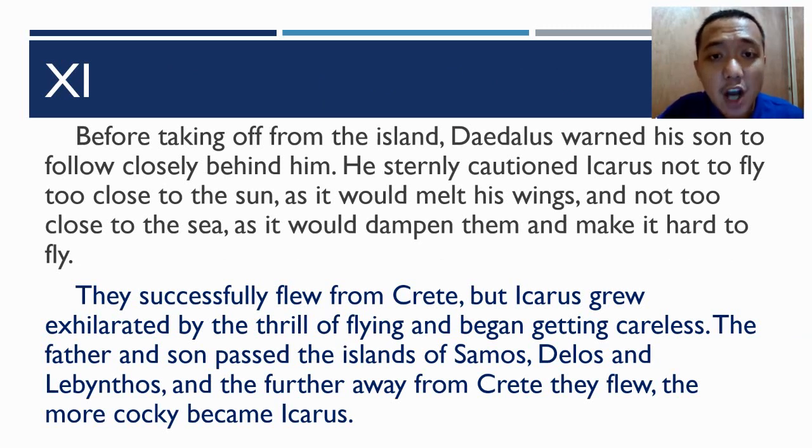Before taking off from the island, Daedalus warned his son to follow closely behind him. He sternly cautioned Icarus not to fly too close to the sun, as it would melt his wings, and not too close to the sea, as it would dampen them and make it hard to fly.